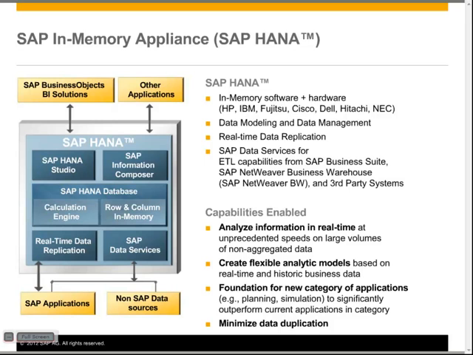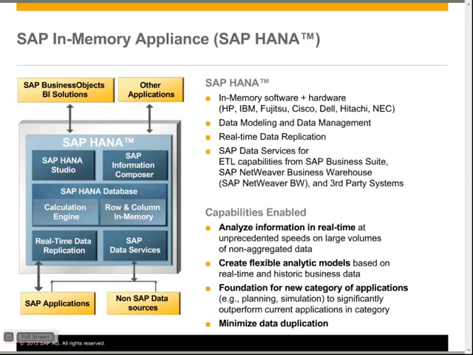We have in-memory software and hardware. The hardware is delivered by vendors such as HP, IBM, Fujitsu, Cisco, Dell, Hitachi, or NEC. We've got data modeling and data management for the large amount of data to be useful. We have great tools to model and manage it. It's also possible to provide either real-time replication or SAP Data Services or ETL capabilities where real-time might not be needed or where you need a lot of transformation to the data that is to be loaded.